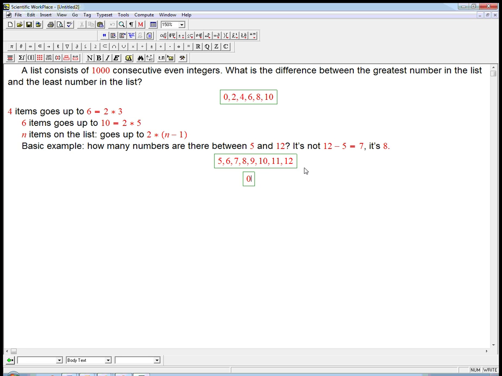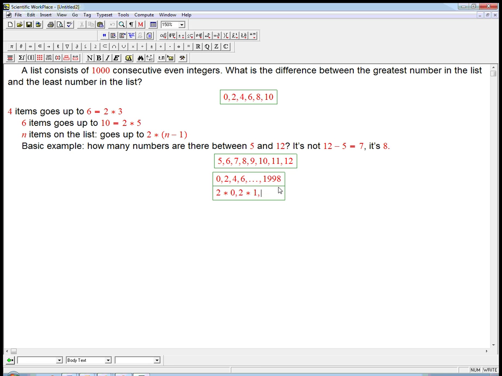So now let's just start from 0 again. 0, 2, 4, 6. Where am I going to have to stop to make exactly 1,000 even integers? Well, this rule tells us we take 2 times 999. It's 1998. And so that should be 1,000 things. Let me say that again in another way. This is another good way to see this. It's really 2 times 0.